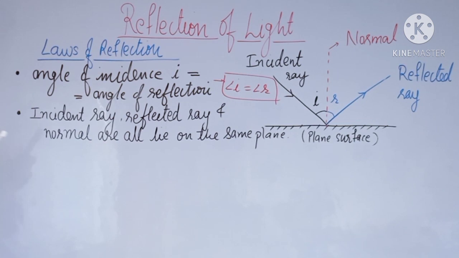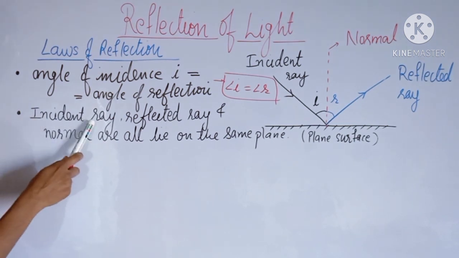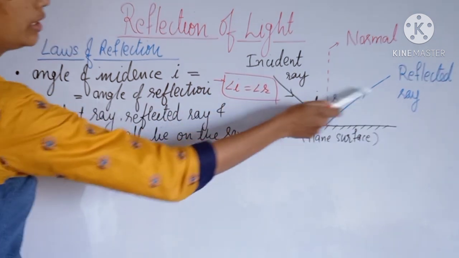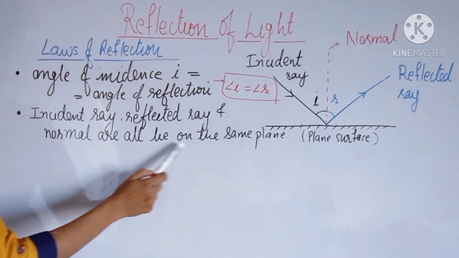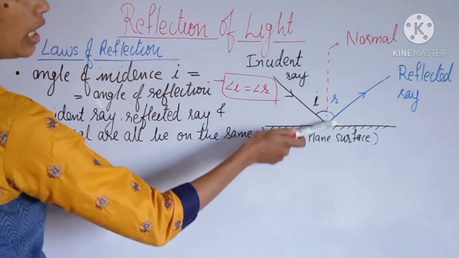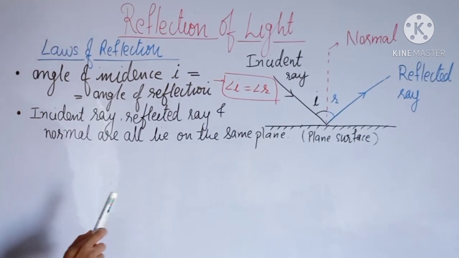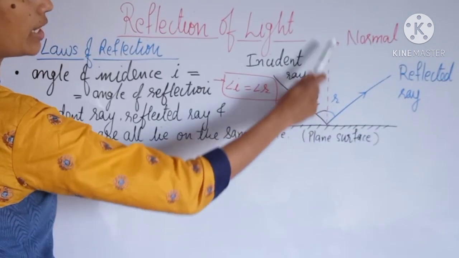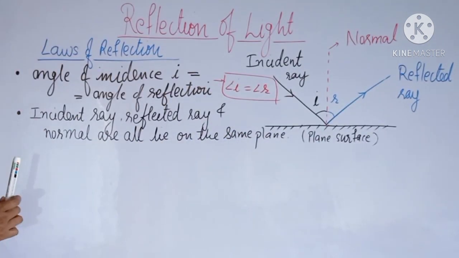The second law is that the incident ray, the reflected ray and the normal all three lie on the same plane. And the incident ray and the reflected ray are on opposite sides of the normal. So these are the laws which you have studied in your lower class, which are also used in the refraction of light.